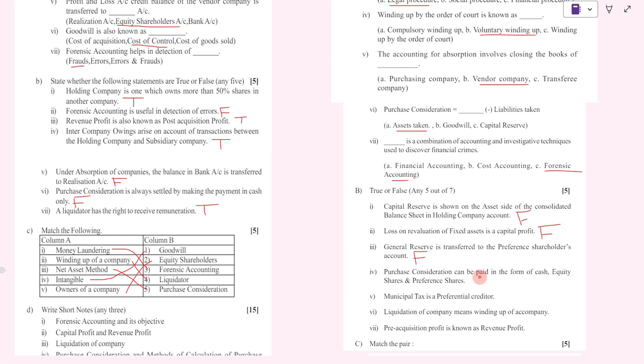Purchase consideration can be paid in the form of cash, equity shares and preference shares. True. Municipal tax is a preferential creditor. False. Liquidation of company means winding up of the company. True. Pre-acquisition profit is known as revenue profit. False.